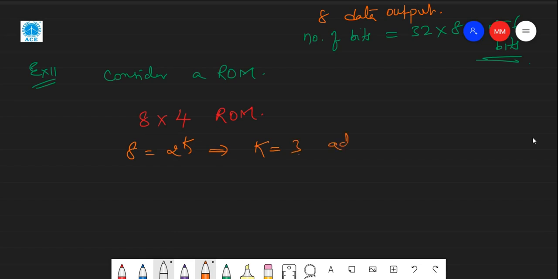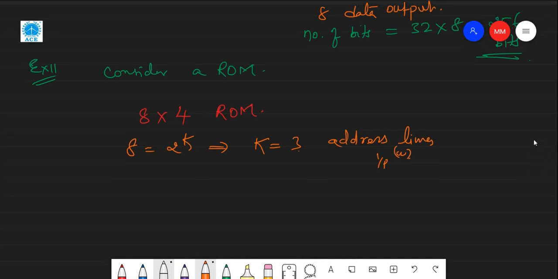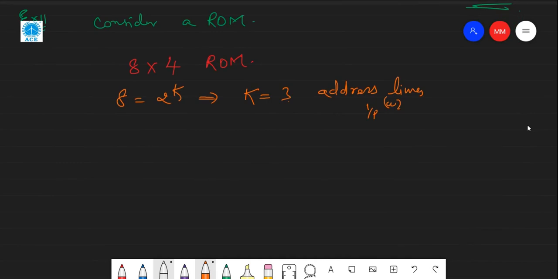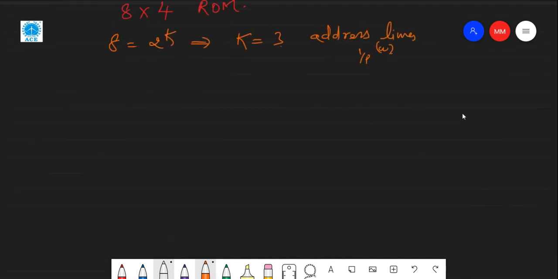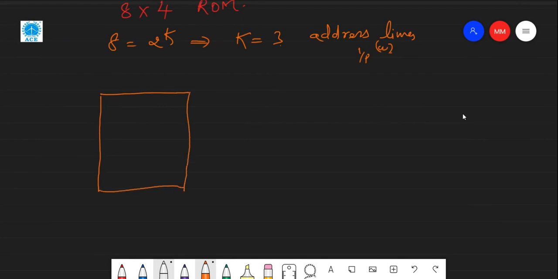This is nothing but address lines, or I can say address inputs, or input sequence simply. Now let us design a PROM with an 8 into 4 ROM. Now we have 3 inputs, so therefore 3 address lines, 1, 2, 3.